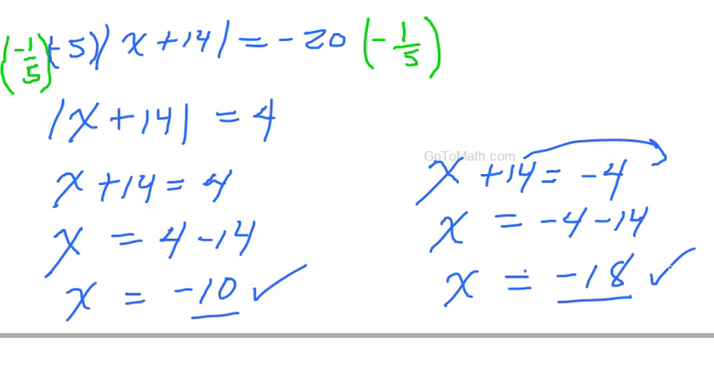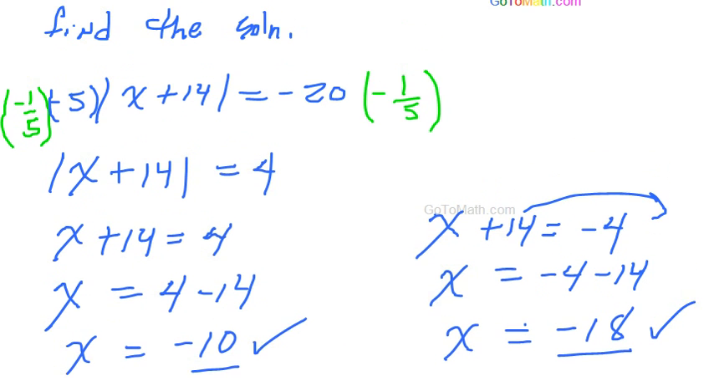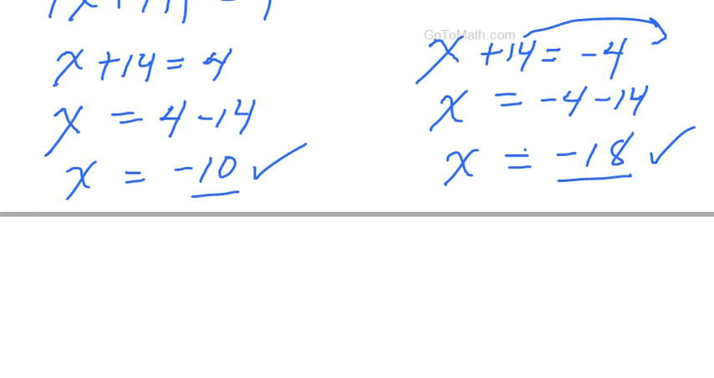So now we have two solutions. You can always check your solutions by plugging them into the original equation and seeing if that's a true statement or not. And of course we're going to write these in numerical order, where the smallest goes on the left hand side. Okay, so negative 18 and negative 10.